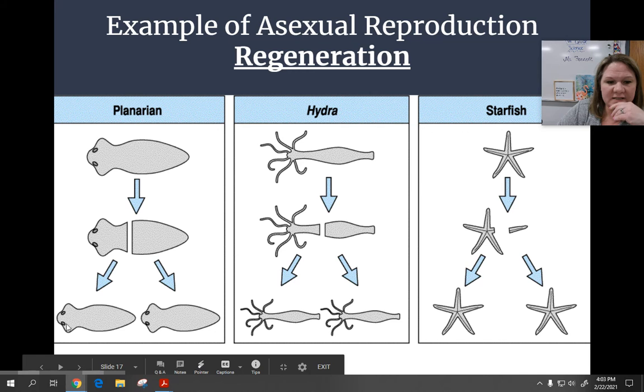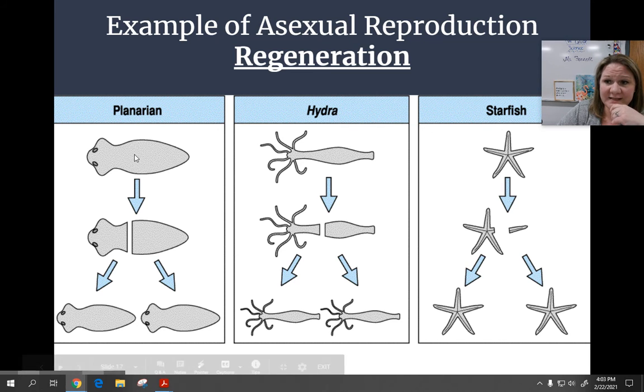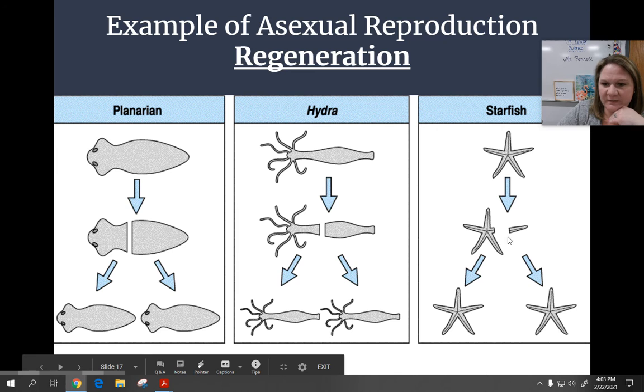Now, both of these worms are genetically exactly the same as the starter worm, as the parent. Just blows my mind. This hydra is the same. These two halves will be the same. The starfish is the same. If you cut off an arm, the one that you cut off will regrow a body, and this will regrow an arm, and they can actually make more of themselves this way.